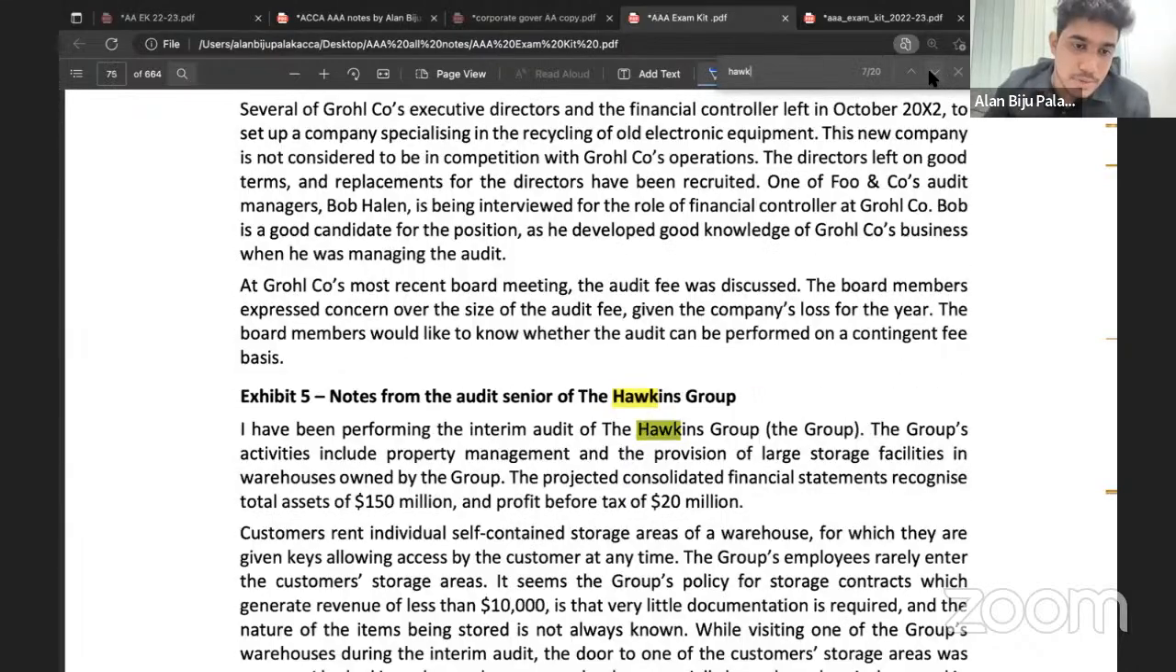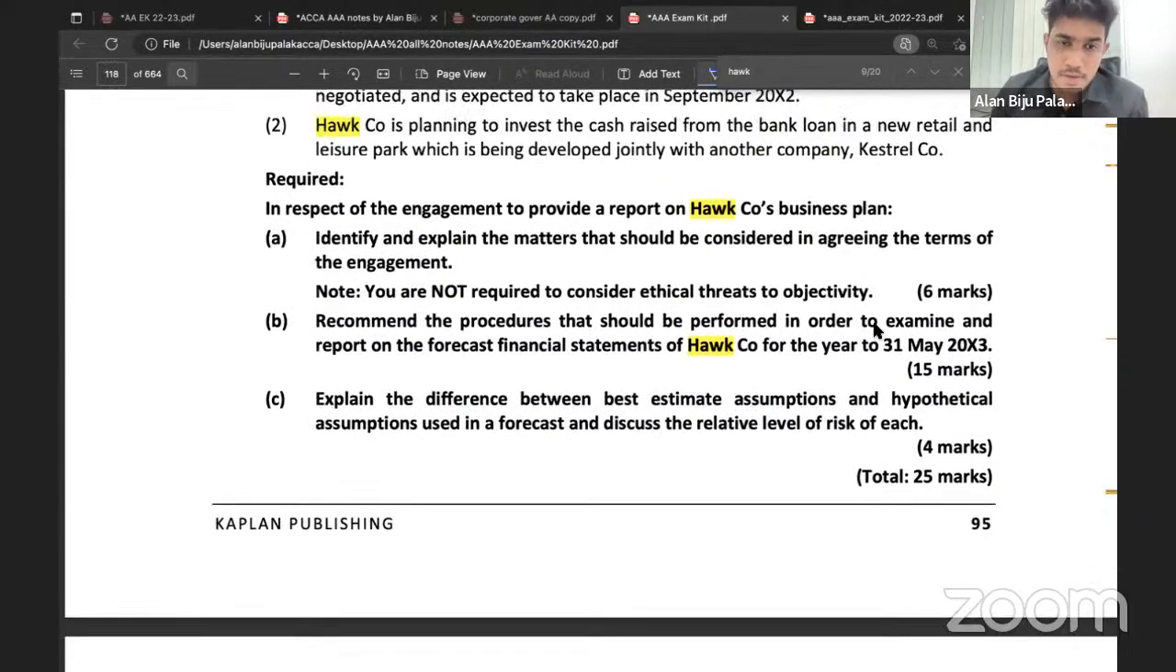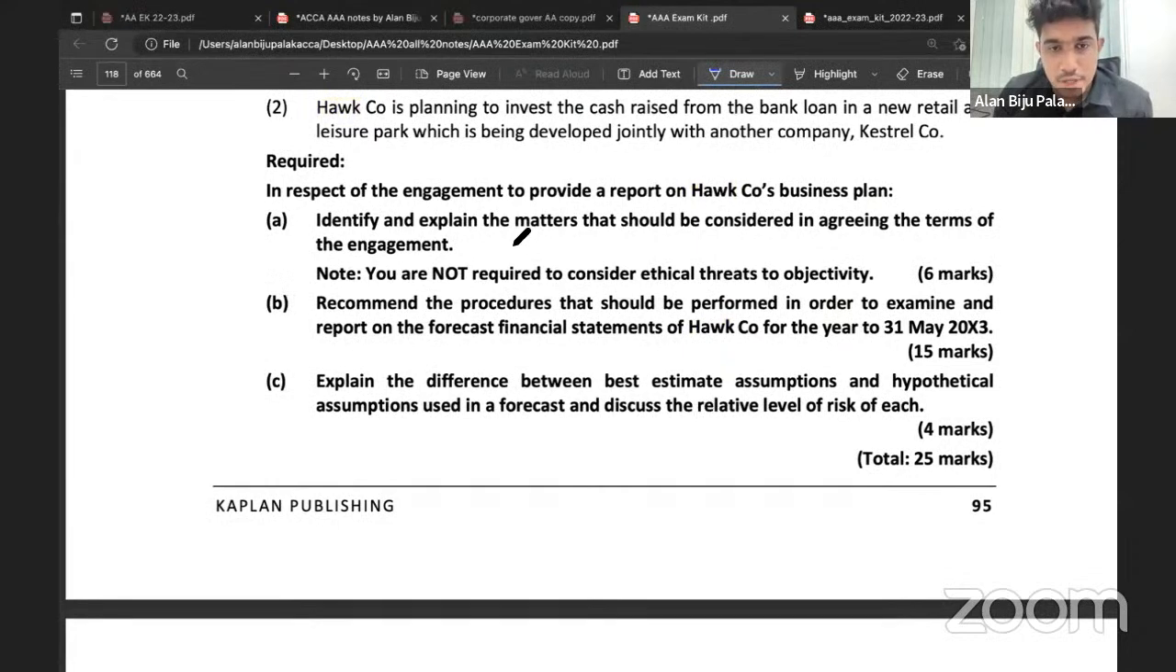So there's another question called Hawk. Okay. So it's not there in the latest kit. It's a question out there in the old revision kit. So please read this first requirement.